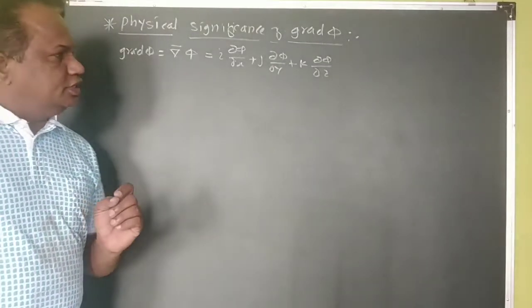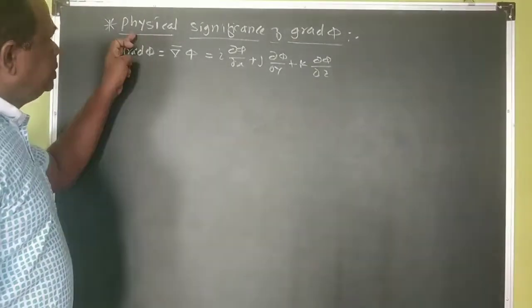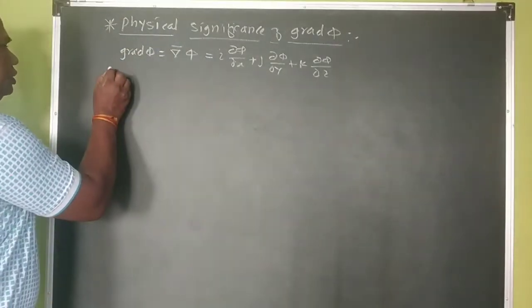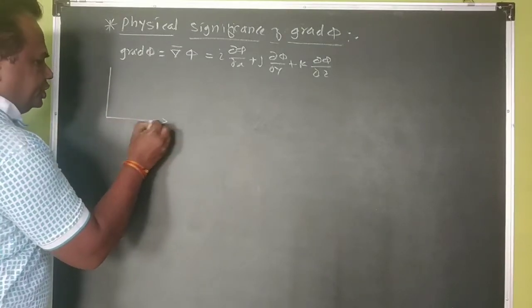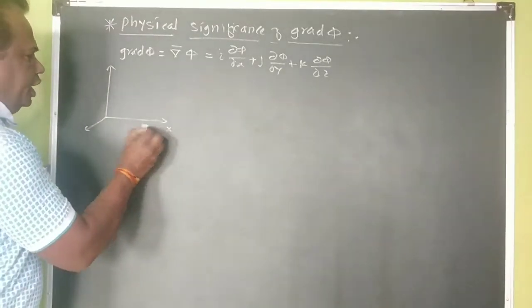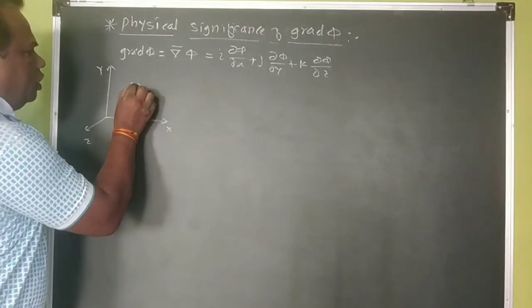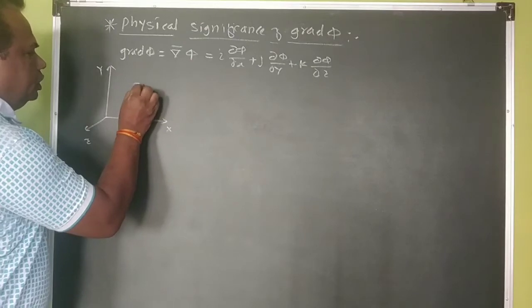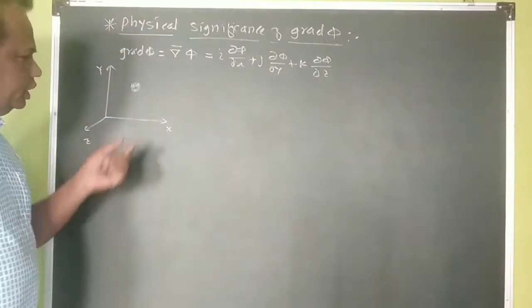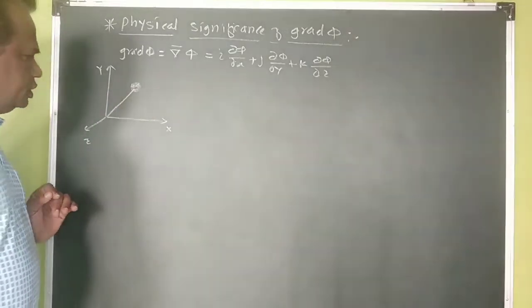Now the question arises: what do you mean by this gradient of phi? What is the physical significance of this expression? For that we are going to consider one example in physics. First of all, consider the Cartesian coordinate system x, y and z. Then you put one hot body having higher temperature, let's say 100 degrees centigrade. Its body temperature is 100 degrees centigrade. The position coordinate of this is represented by small r.